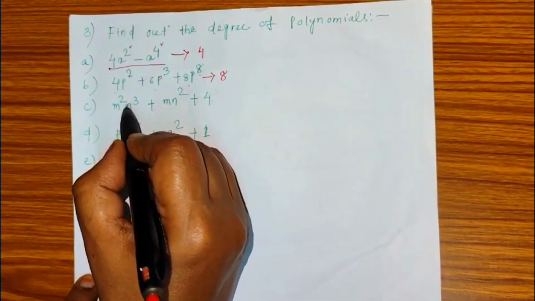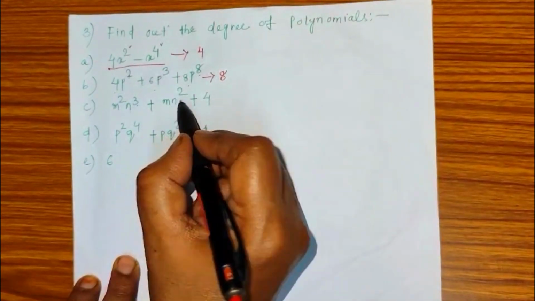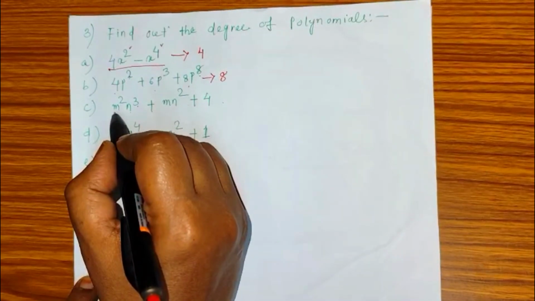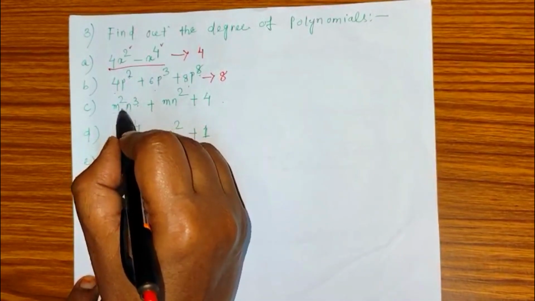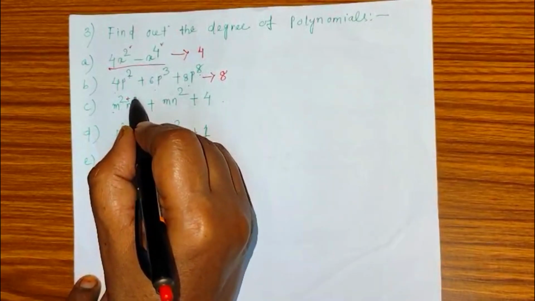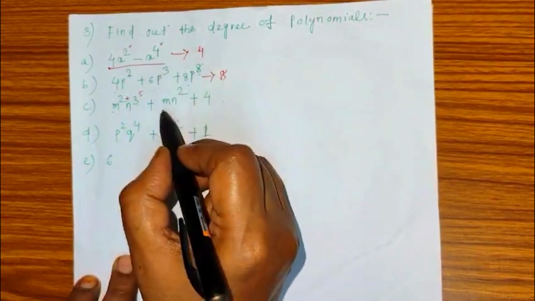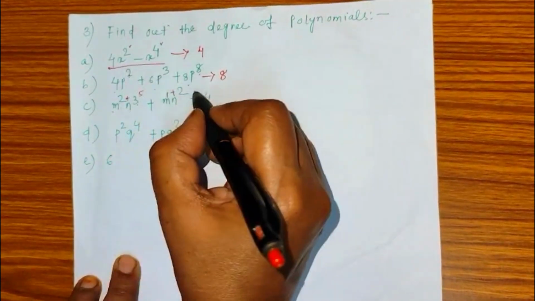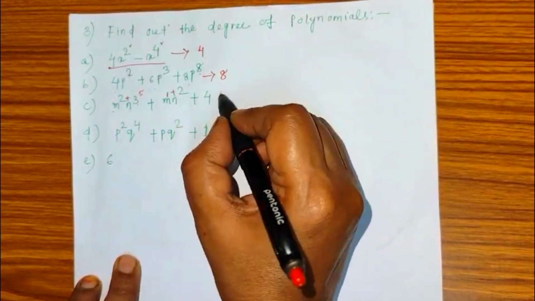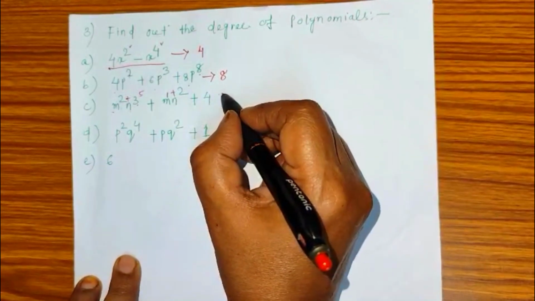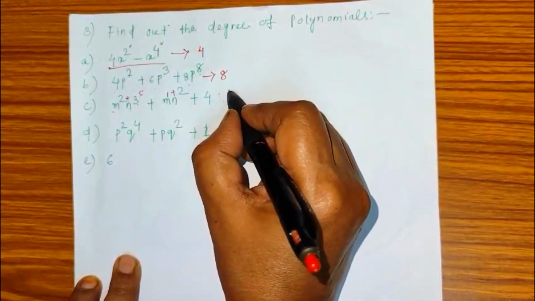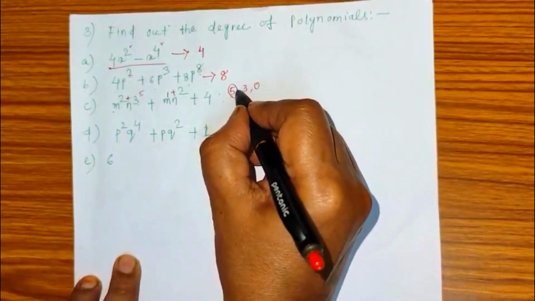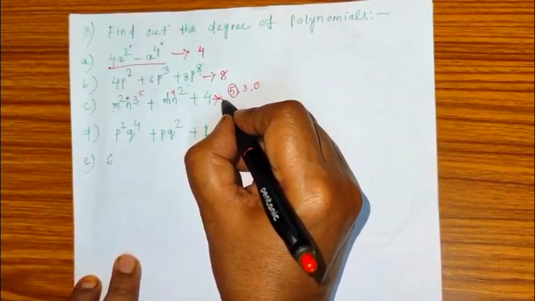Then m2nq plus mn square plus 4. I said already, if there are two variables, you have to add that power. So in this case, the powers are 2 plus 3. Here it is 5. Here 1 and 2. So 1 plus 2, 3. Then here 0. So first write down the powers. What are they? 5, 3 and 0. So highest number is 5. So here the degree of polynomial is 5.